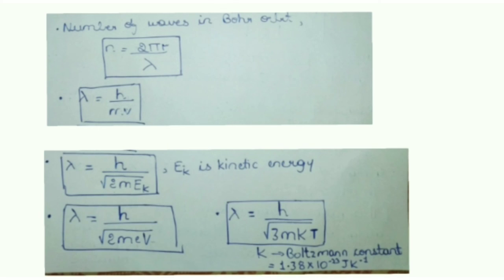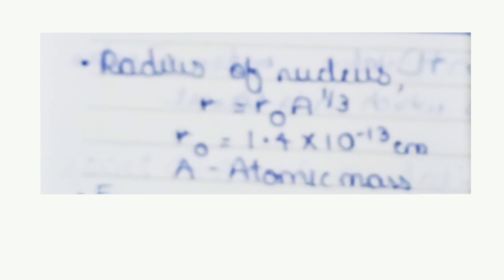Next is lambda equals h by the whole root of 2m eV. Another one is lambda equals h by the whole root of 3m kT, where k is Boltzmann constant. Its value is 1.38 into 10 raised to minus 23 joule per Kelvin. Radius of nucleus r equals r0 into A power 1 by 3, where r0 equals 1.4 into 10 raised to minus 13 centimeter, and A is atomic mass.